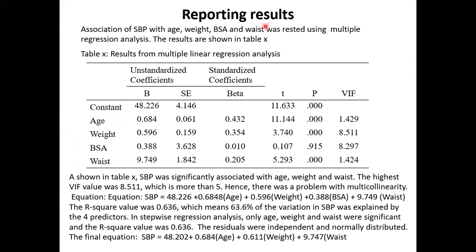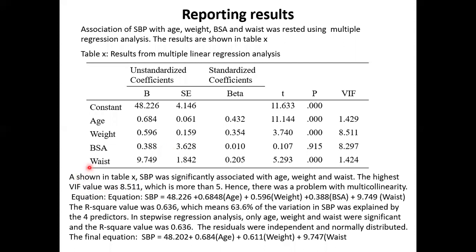See, I'm telling what I want to know. Association between age, waist, and BSA was tested using multiple regression analysis. I'm telling what I did. The results are shown in table X. I'm telling these are the results. And then I'm describing, interpreting what is in the table. What I want to do, how I did it, where the results are. What do these statistics mean?